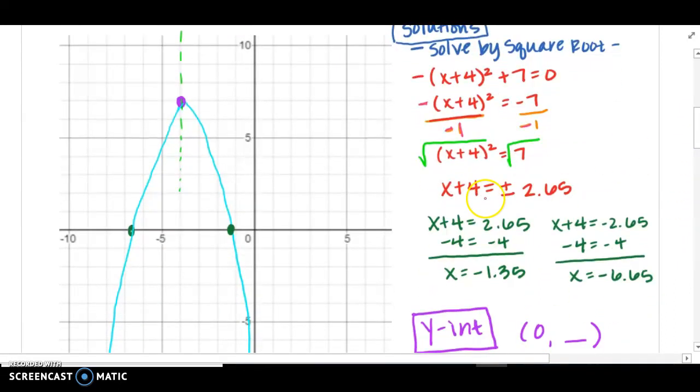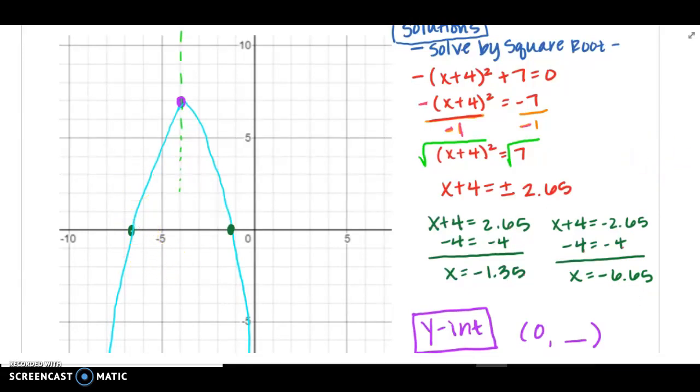So you have x plus 4 equals positive or negative 2.65. Set up both of those scenarios. X plus 4 equals 2.65 and x plus 4 equals -2.65. Subtract 4 from both sides and x equals -1.35. Subtract 4 from both sides on this side and x equals -6.65. So those are the two solutions. Those are the 2 points where the parabola is going to cross the x-axis.